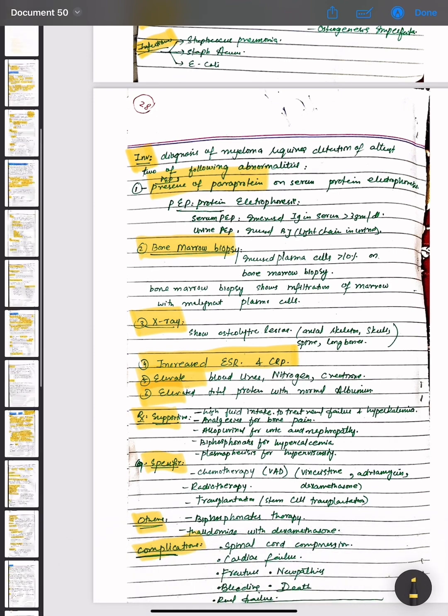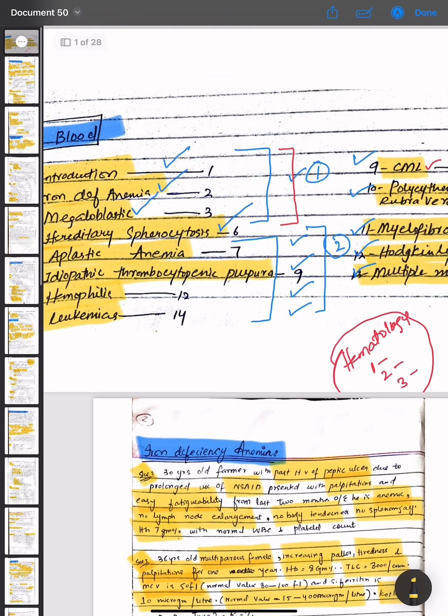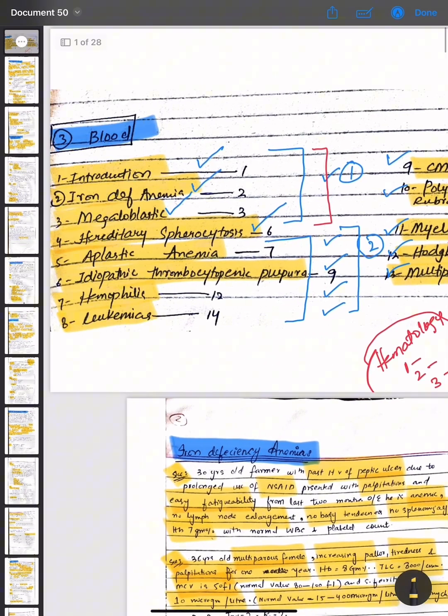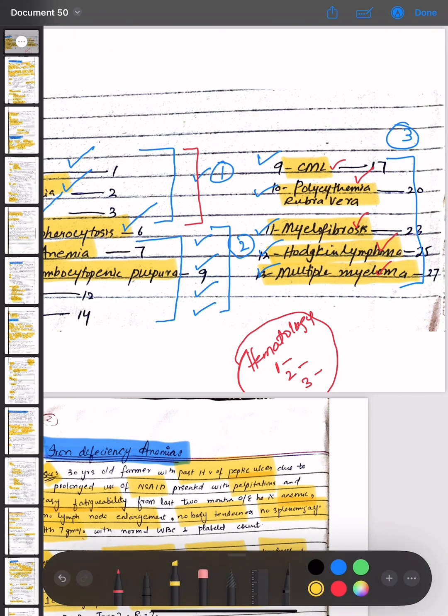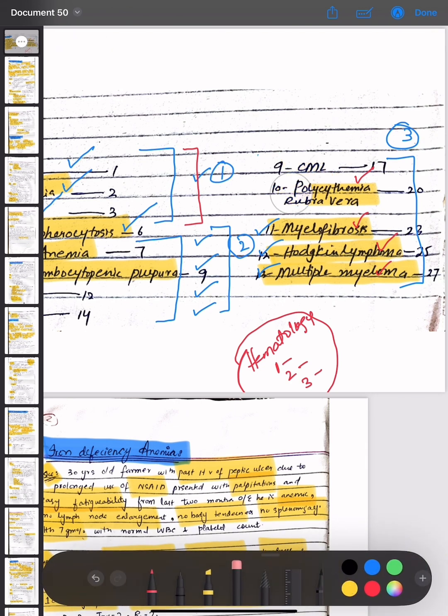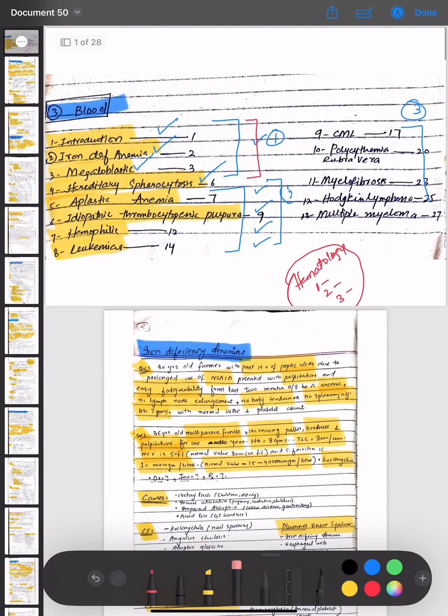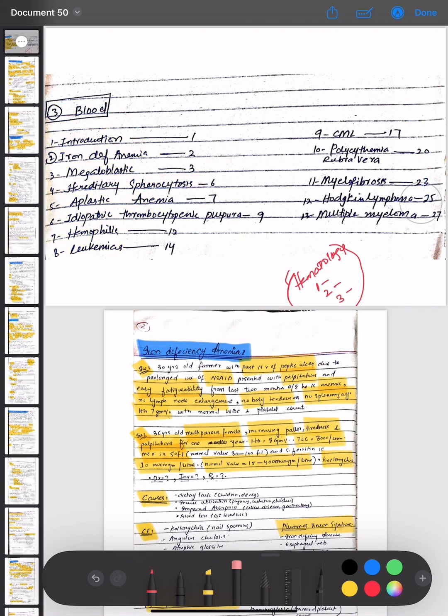So in this last video we have discussed the following topics: CML, polycythemia rubra vera, myelofibrosis, Hodgkin lymphoma, and multiple myeloma. The rest of the topics are discussed in the hematology section of video part 1 and part 2. So here we have covered the topic of hematology, and in the next section we will discuss infectious diseases. Thanks for watching.